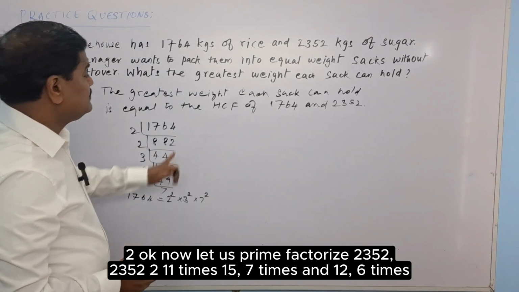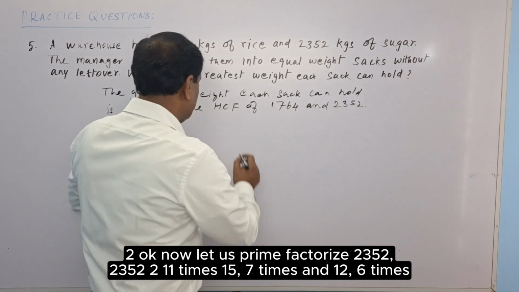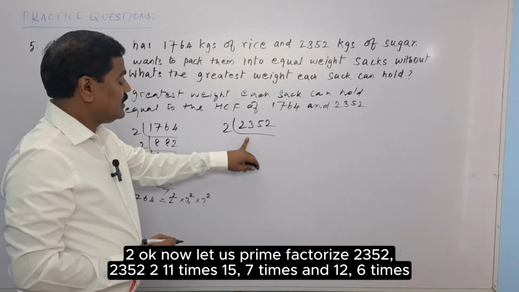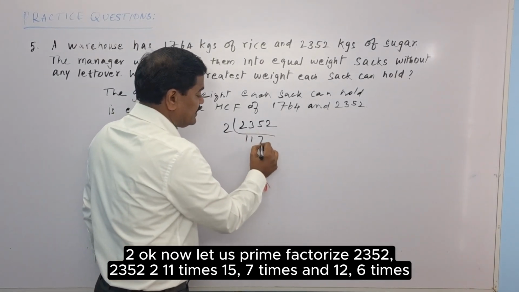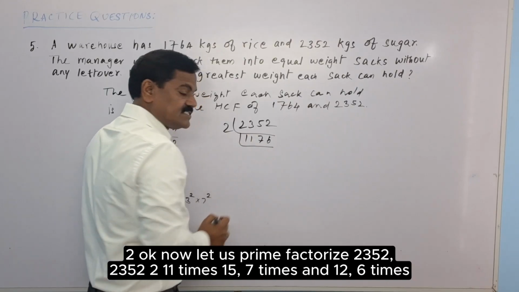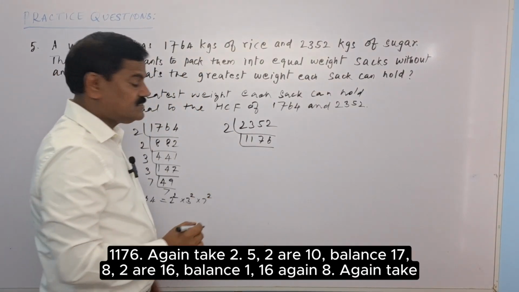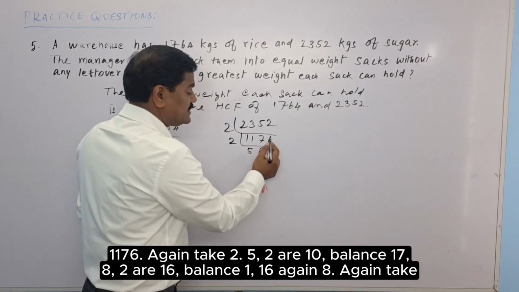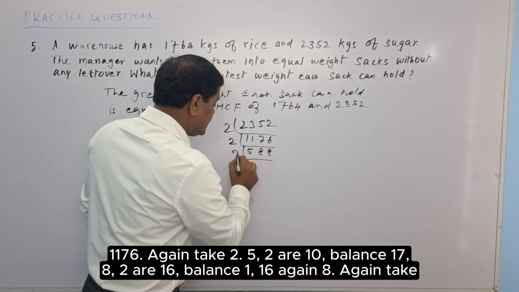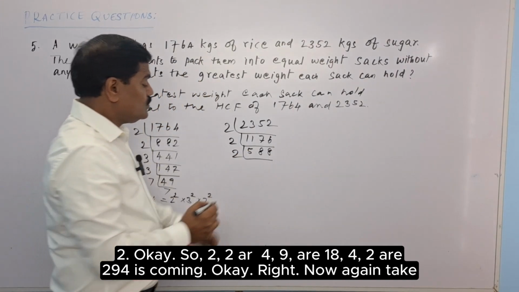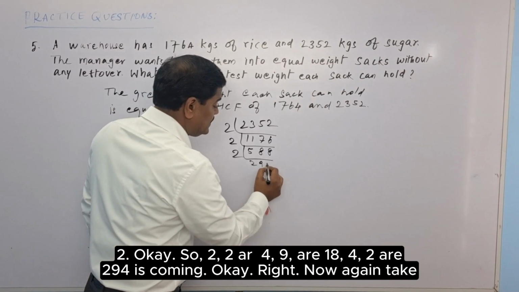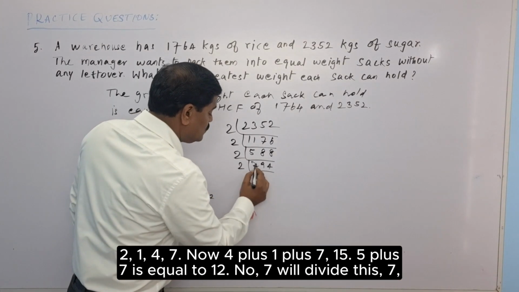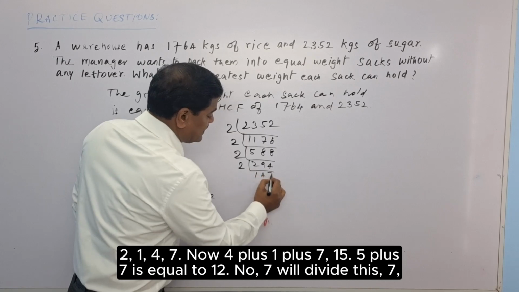Now let us prime factorize 2352. 2352 divided by 2 gives 1176, again take 2, 588, again 2, 294, again take 2, 147.